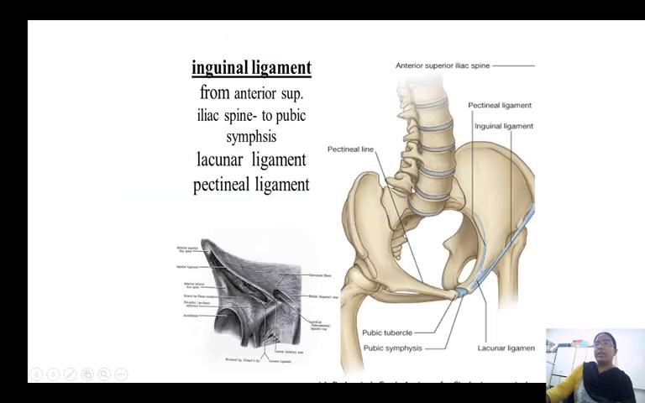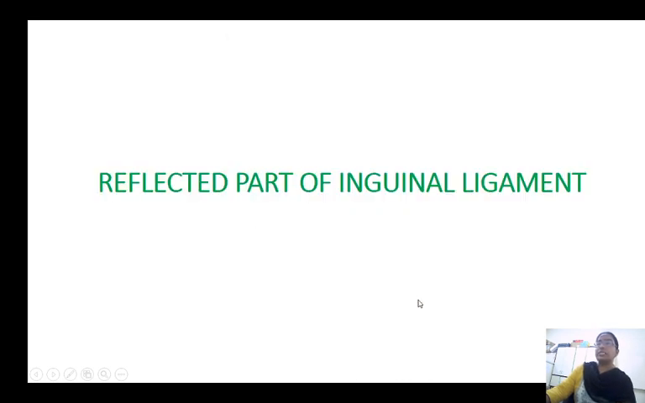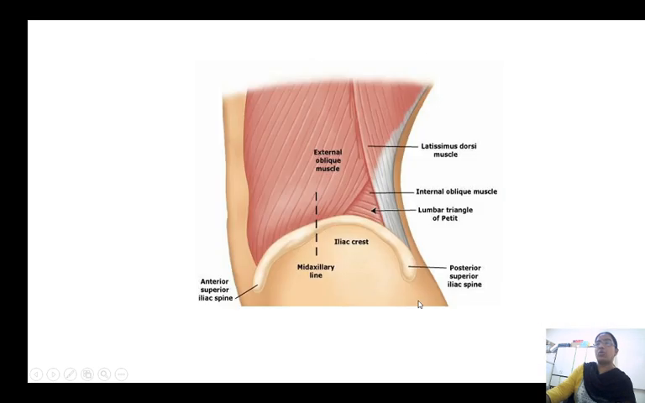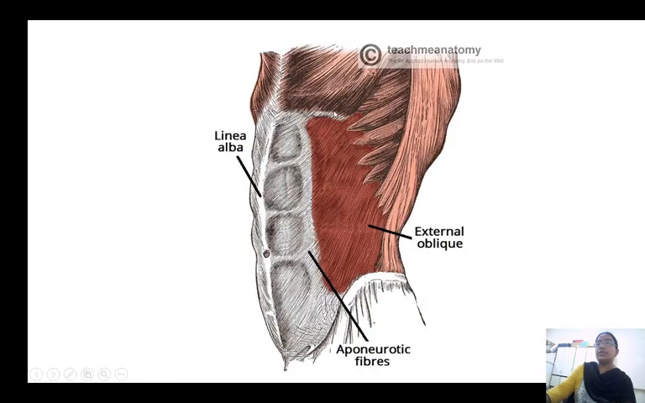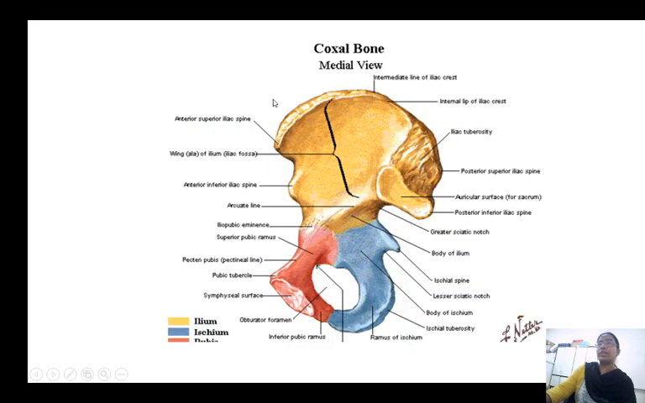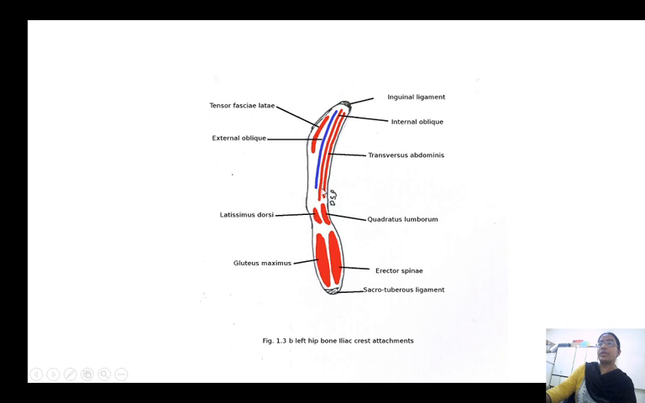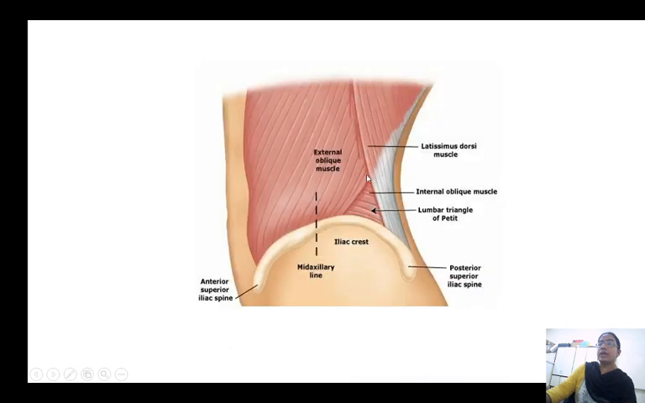I want to repeat the ligaments again. I think you have understood the origin and insertion of the external oblique muscle. Very simple if you see it. External oblique comes from the lower ribs, from their outer border and lower surface, and the fibers run downward, forward and medially. The posterior fleshy fibers insert into the outer lip of the iliac crest, forming a boundary called the lumbar triangle or Petit triangle.